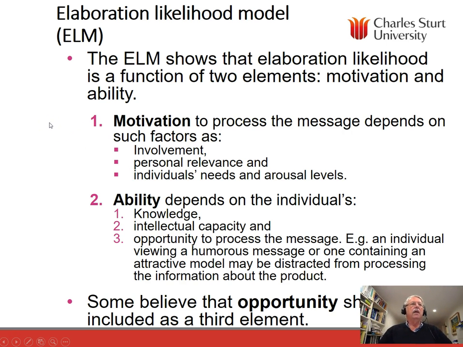Some of the things that we need to explore in the elaboration likelihood model, or the ELM model. We can see that two of the major requirements of this model is that we need to look at the level of motivation to process a message, and that depends on a range of factors such as involvement, personal relevance, individual needs and arousal levels. And then there's the ability of that individual to actually process that knowledge, whether it's their level of knowledge, their intellectual capacity, to what extent do they have an opportunity to process the message.